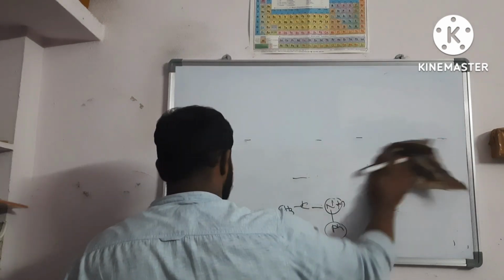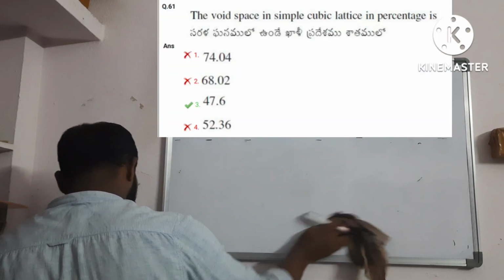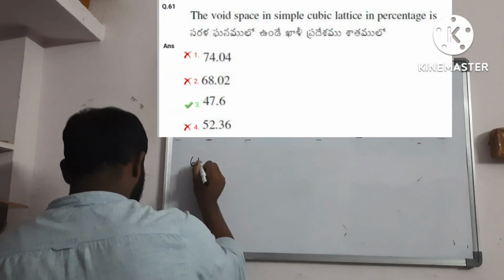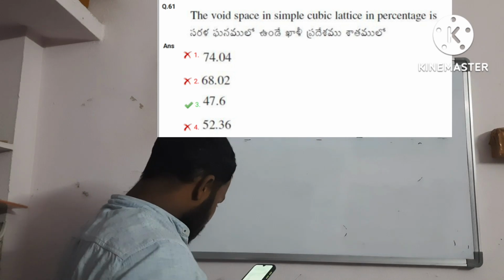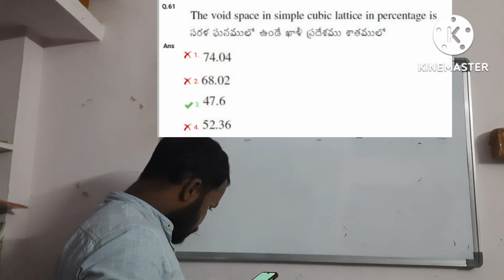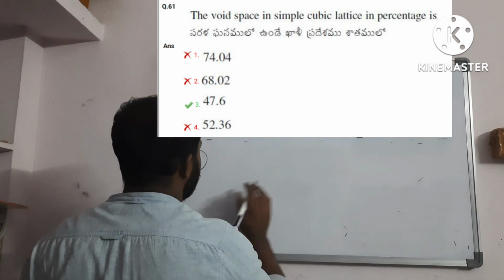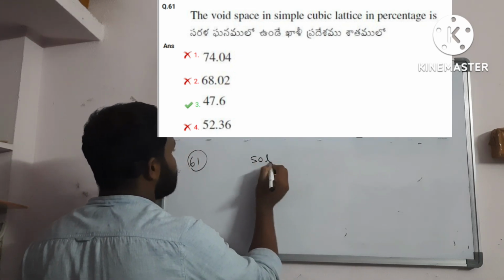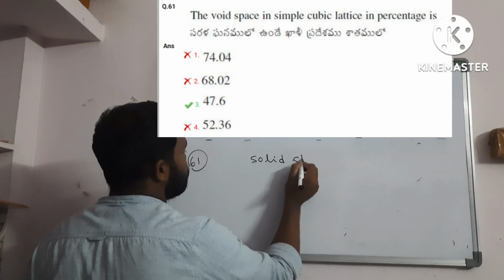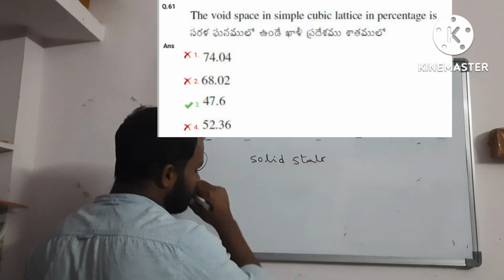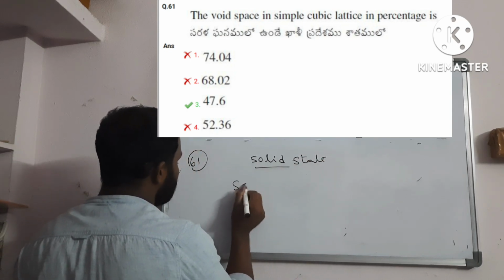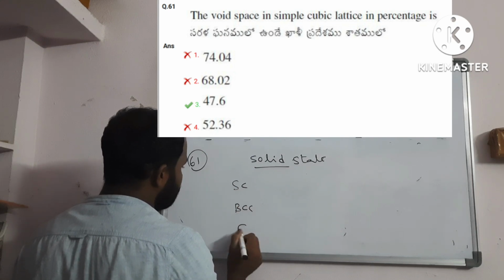Next, question number 61. What is the void space in a simple cubic lattice in percentage? Generally in solid state we already discussed, solid state part 1 and part 2. So for solid state, simple cube, BCC and FCC we discussed, right?